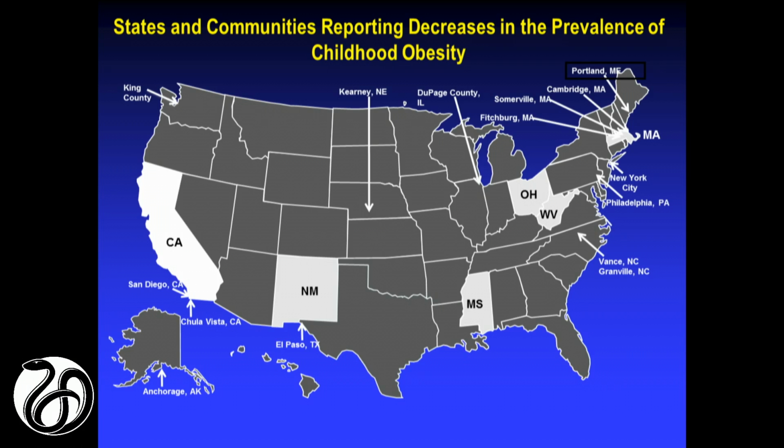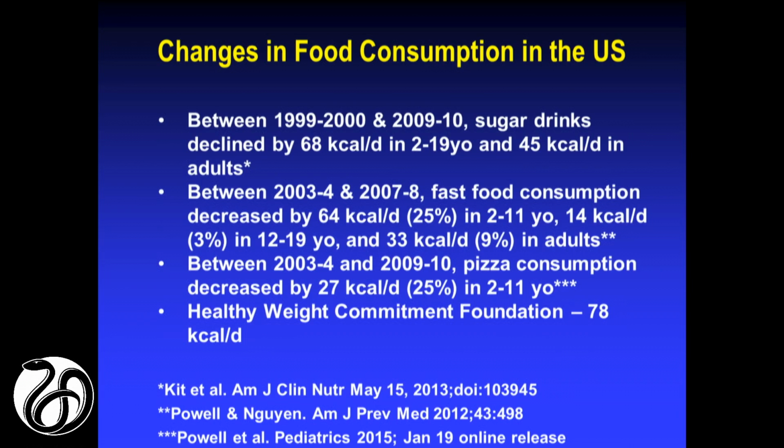And it's worth asking why. Well, that work is just underway, at least in a qualitative sense. We and other groups are beginning to look at some of these states and communities that have reported these decreases. But from the national level, as the next slide shows, there have been substantial changes in food consumption. Sugar drinks, primarily sodas, have declined substantially in children and adults. And notice this is about 70 calories in 2 to 19-year-olds and 45 in adults.